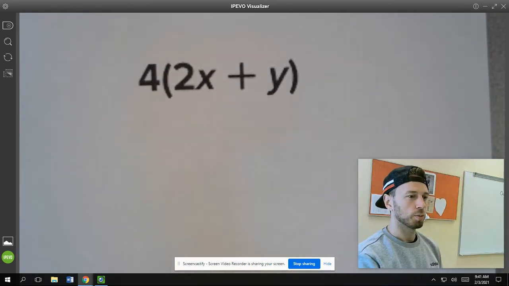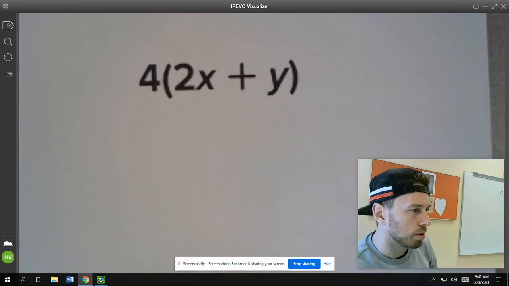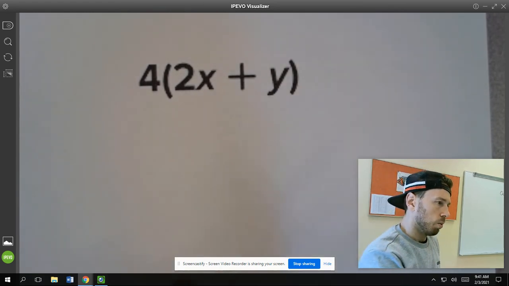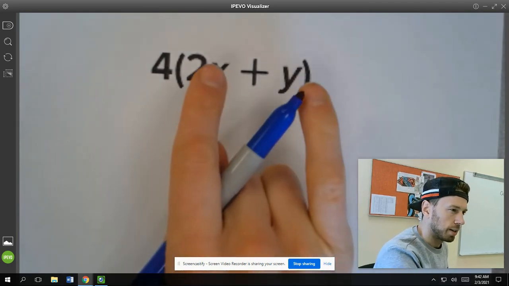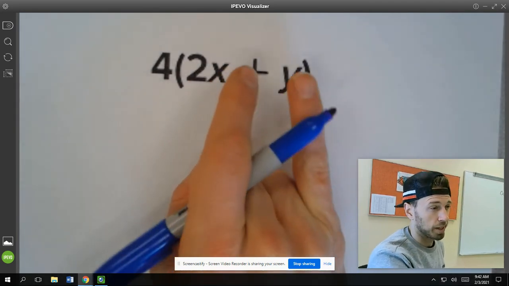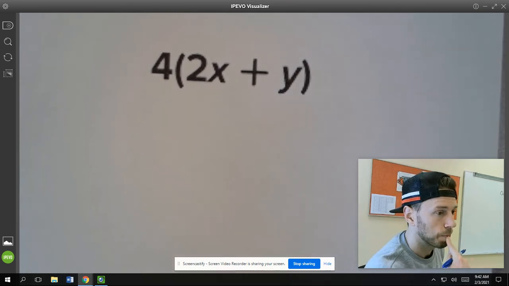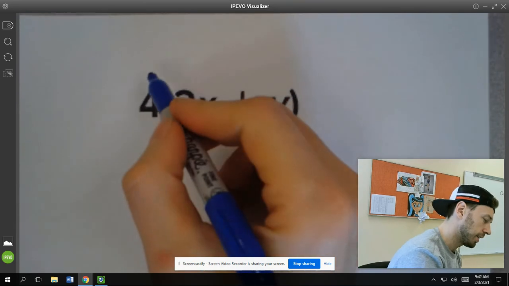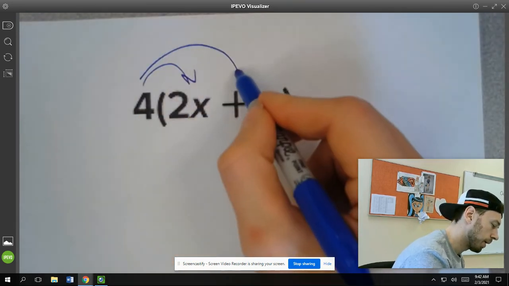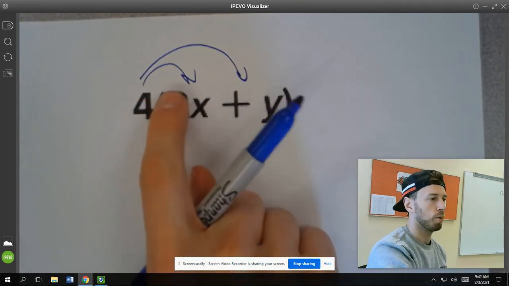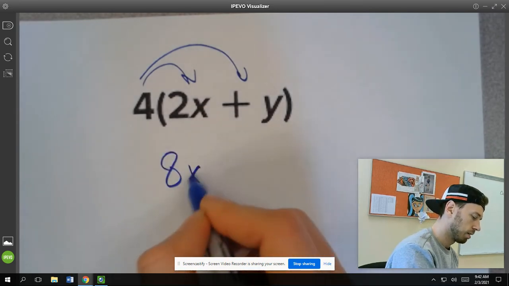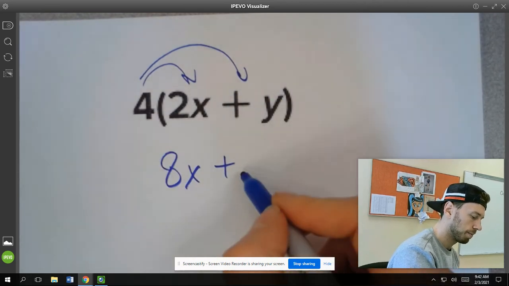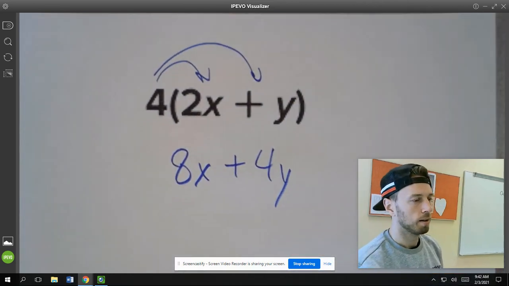Here, try this one: 4 times (2x plus y). Well, I'm multiplying the 4 times the stuff in here, and these two terms in here are not like terms, so I can't put them together. So it looks like I'm kind of stuck, unless I remember the distributive property, which says I can take this 4 and multiply it by both things inside the parentheses. 4 times 2x is 8x, plus 4 times y is 4y.